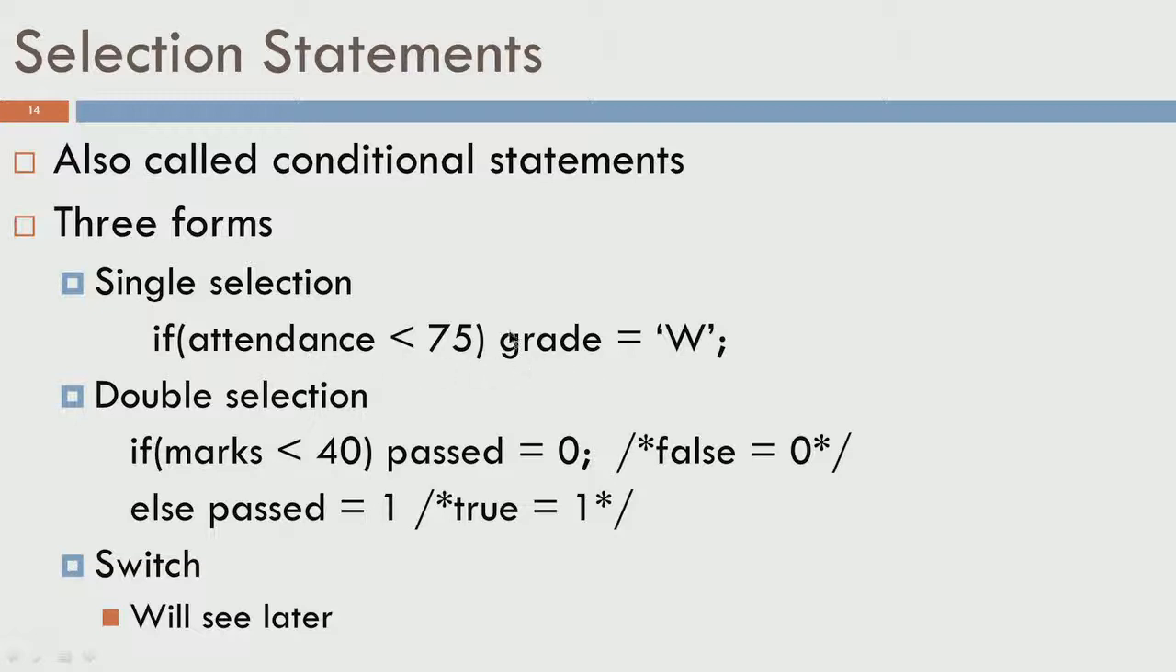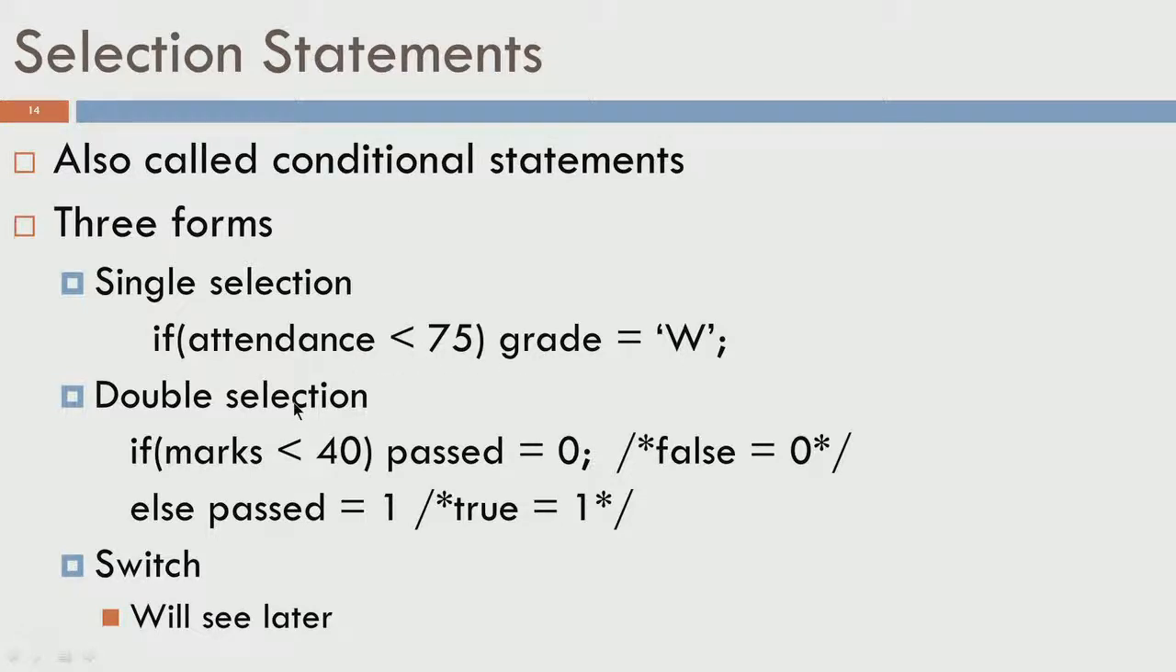So, you choose to assign W to grade or not depending on the expression attendance less than 75. If attendance is greater than or equal to 75, this assignment will not be chosen for execution, which means it will not be executed. So, this is a single selection statement.